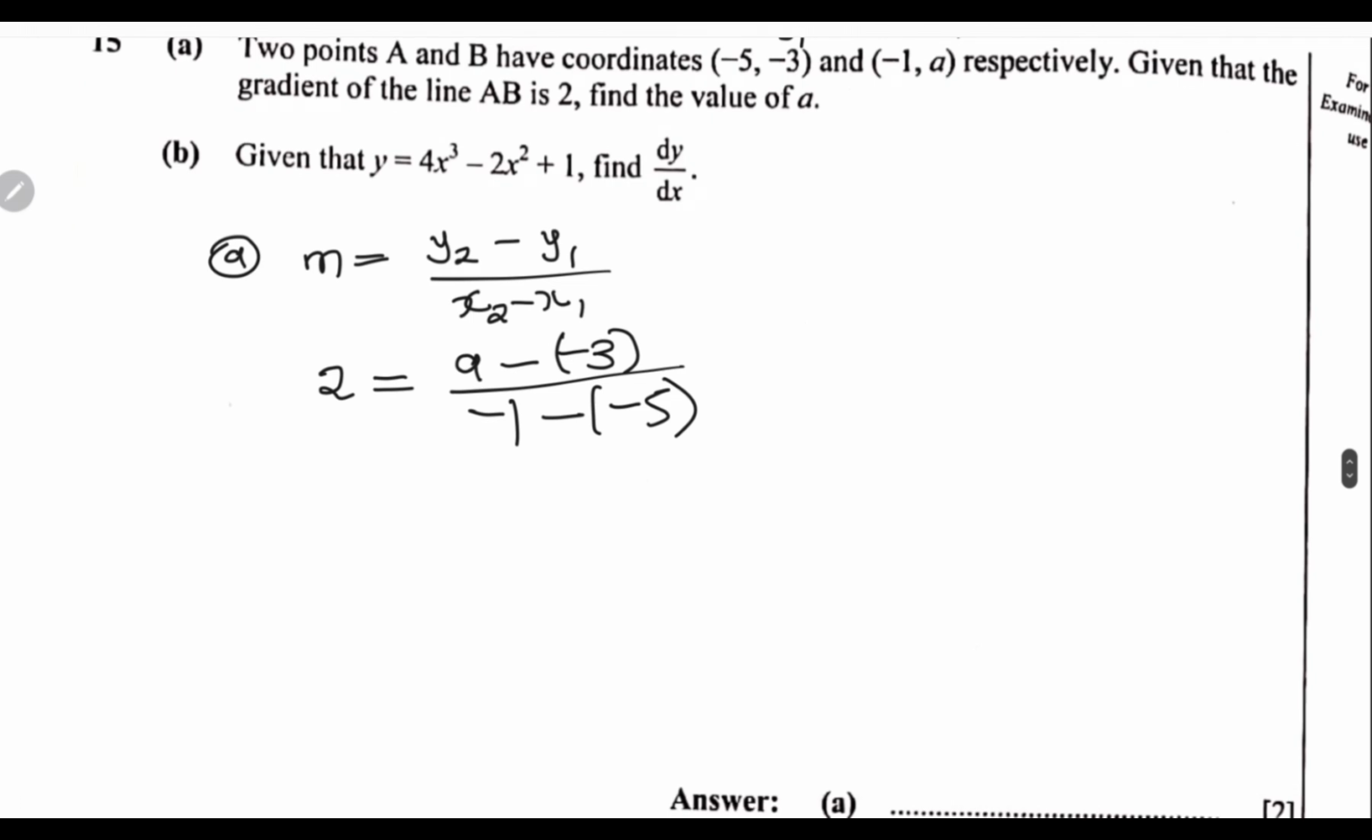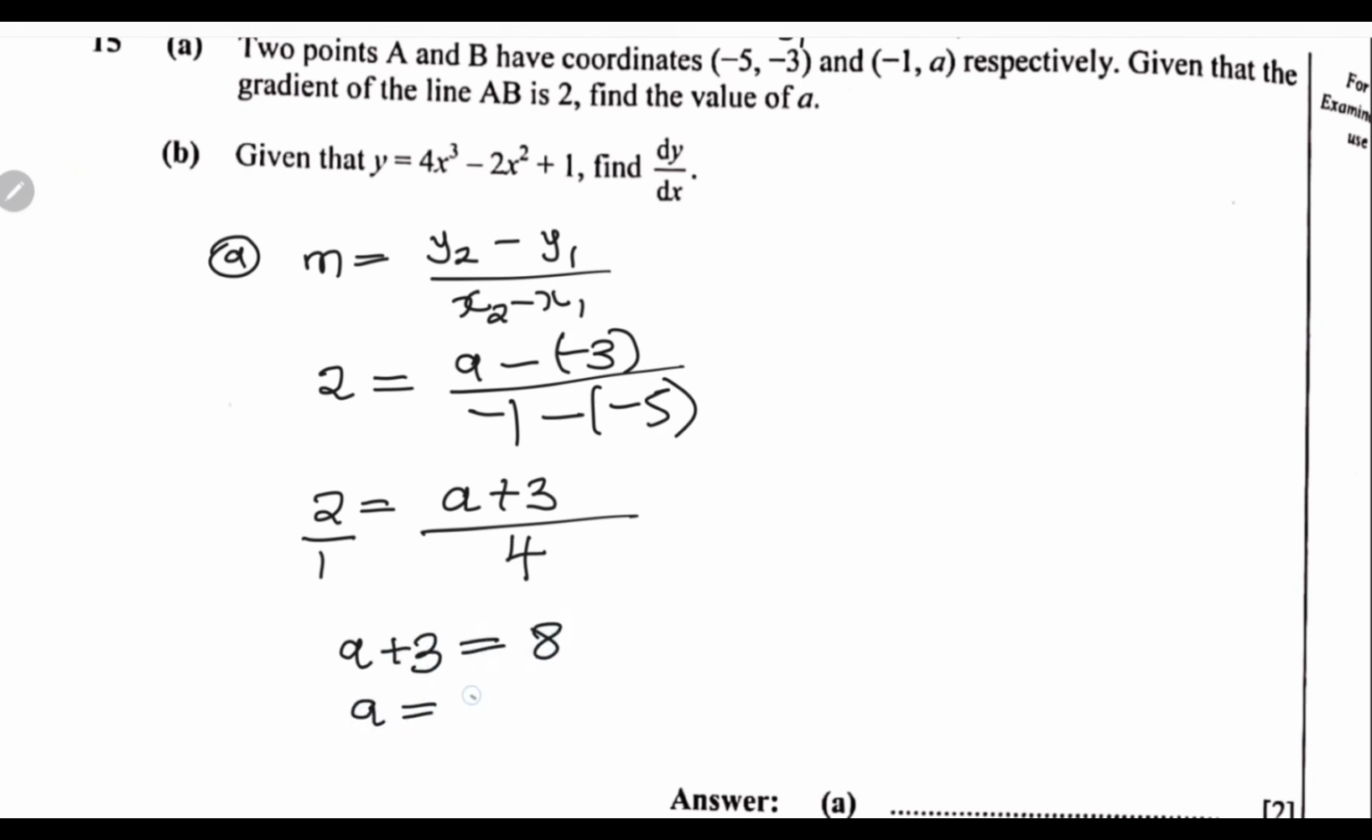Then what do we do? So this is 2 is equal to A plus 3 over, again this is going to give us a plus, and the final answer will be a positive 4. So we are going to have a positive 4 over 1. We cross multiply. This is A plus 3 equals 2 times 4. The answer is 8. So our A is equal to 8 minus 3, and our A is equal to 5. Okay, so we move on to part B.